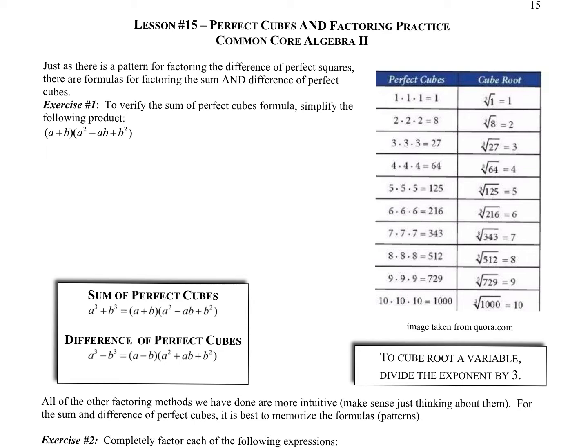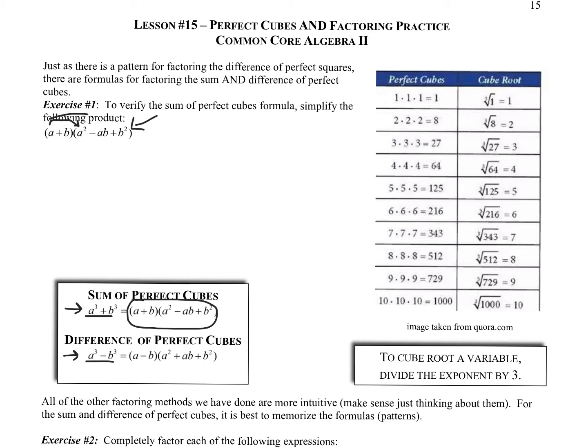So here, to start to get to that, it says, just as there is a pattern for factoring the difference of perfect squares, there are formulas for factoring the sum and the difference of perfect cubes. So whereas perfect squares only works when the two terms are subtracted, perfect cubes, which we can see down here, work when it's adding or subtracting. So we're actually going to start, here's two identities, and these identities are going to allow us to factor, but we're going to confirm this first identity. We're going to multiply this out, and that's what we're doing up here, just to show that if we multiplied the factors out, it would equal a cubed plus b cubed.